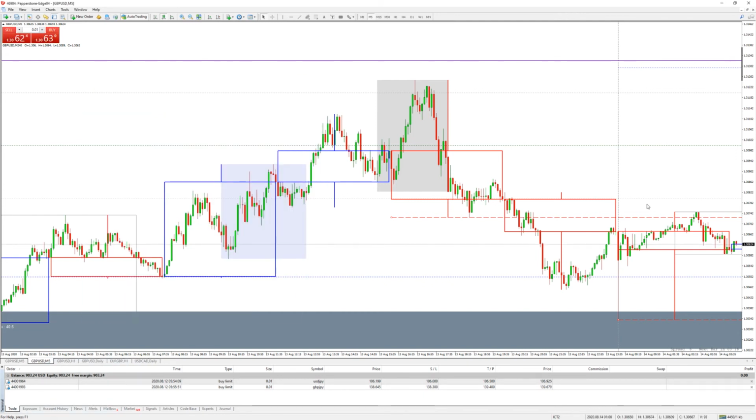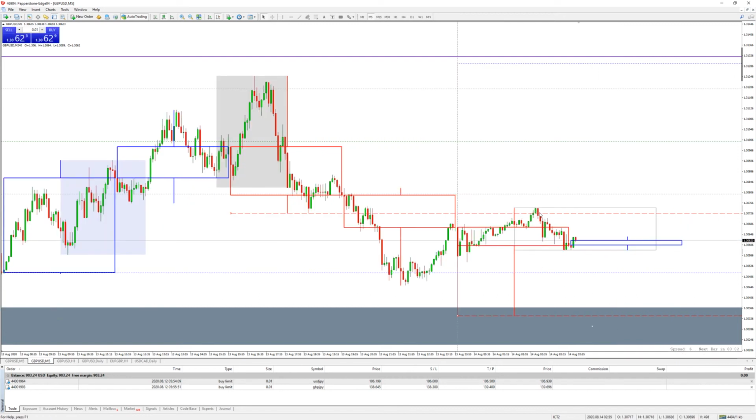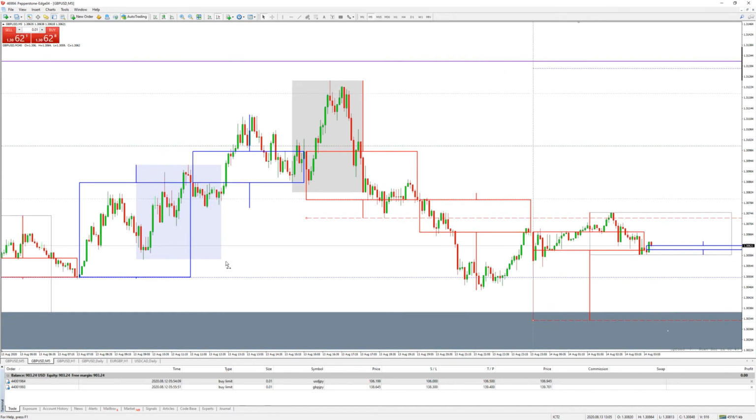So this is the body, this is a wick, this wick cuts through a body. Look for the next candle or the next sessions, and you see, right, you get a nice reaction here. So this is what I mean by trying to look for this type of reaction.